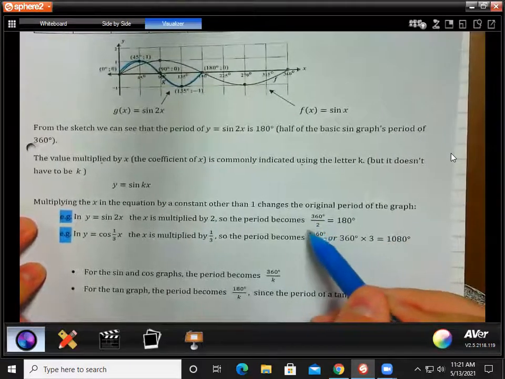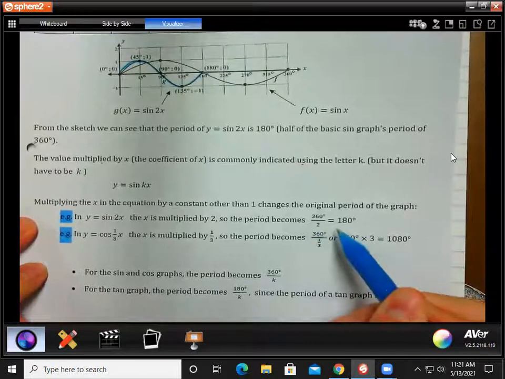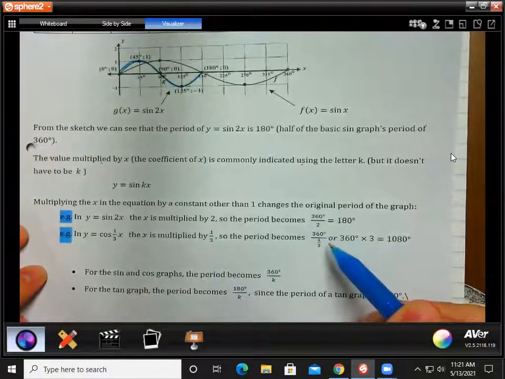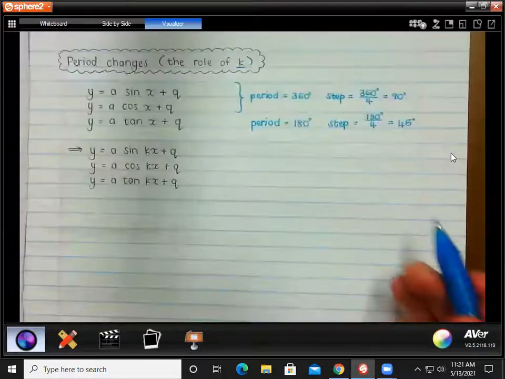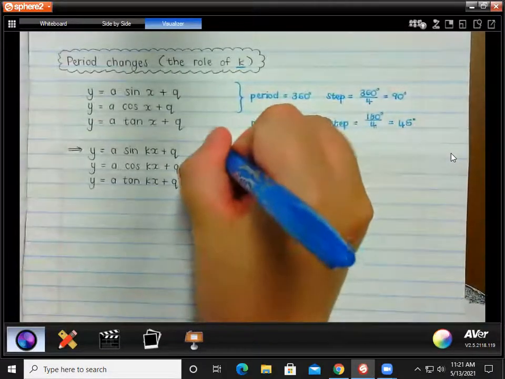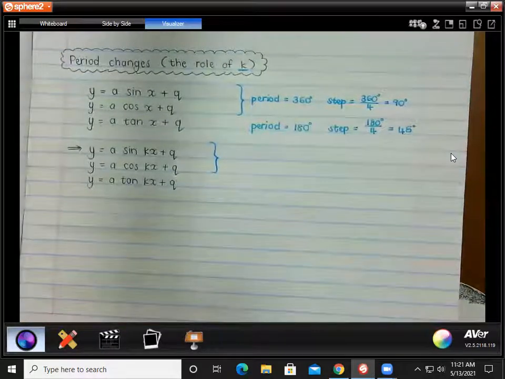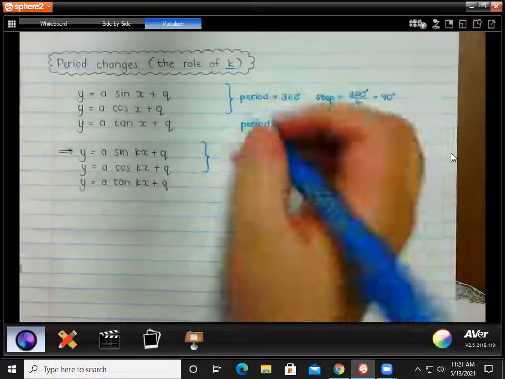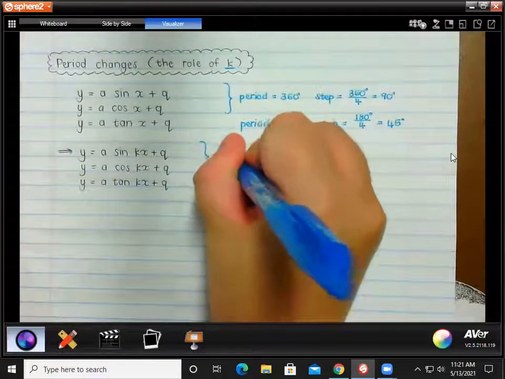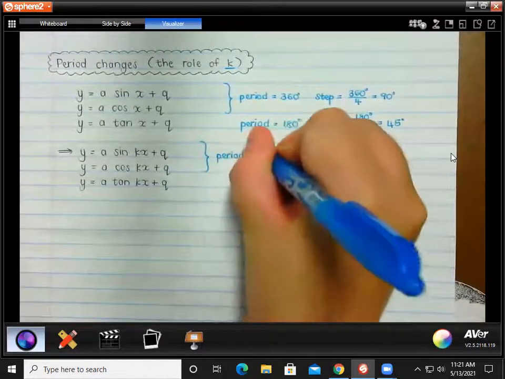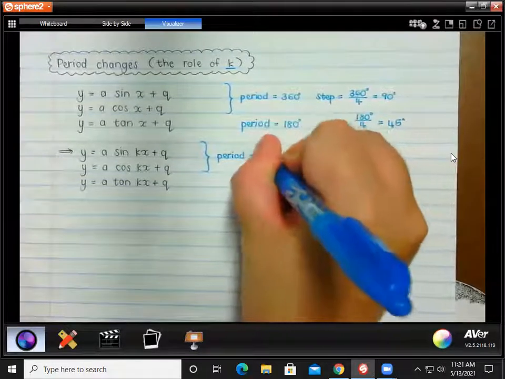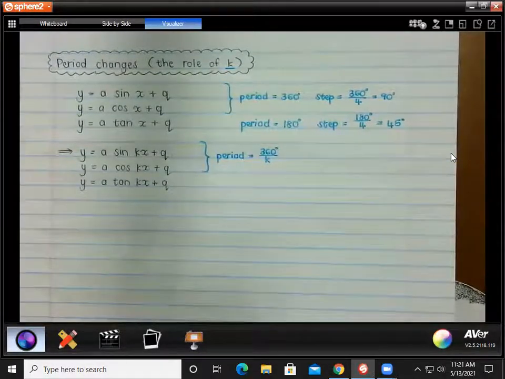And you would also get that by taking the original period, that 360, and dividing it by your k value. Right, so that is what we're actually going to have to do. Whenever we have a number in front of x that's not 1, our period, for sine and cos, is going to be the original period divided by whatever that number is. Whether it's a whole number or a fraction, it doesn't matter. You're going to get the new period by dividing the original period by k.